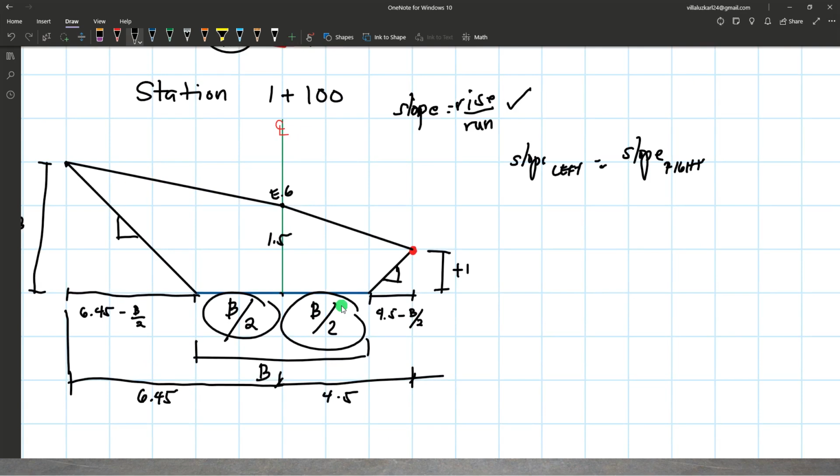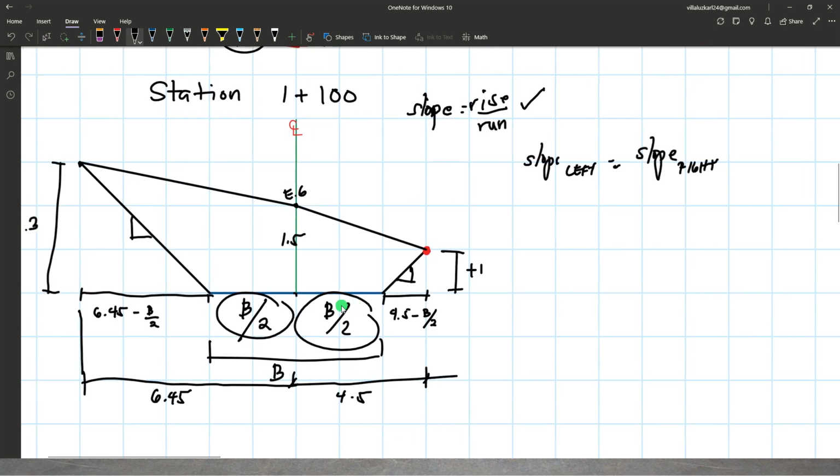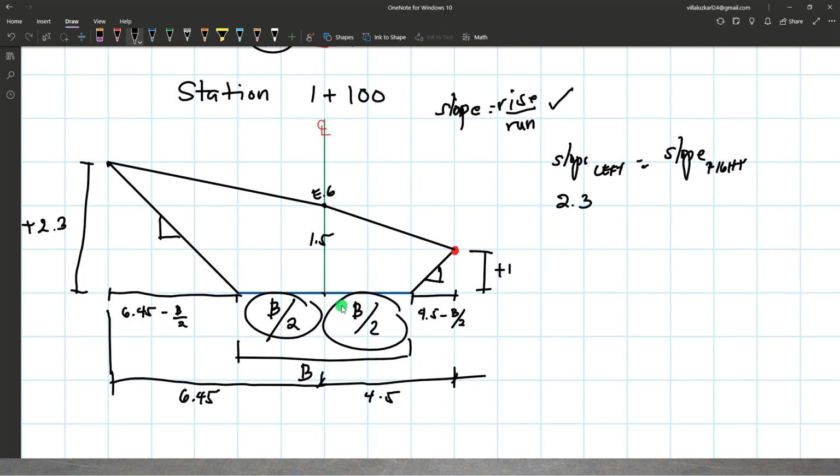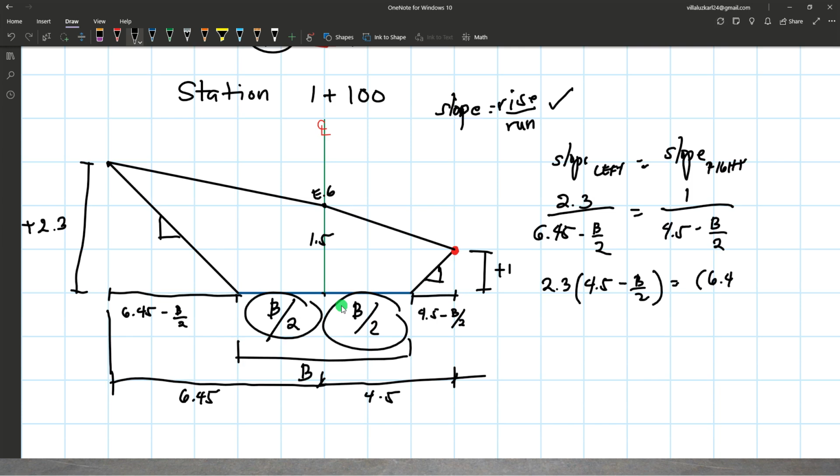Okay, apply this rise over run. Rise is 2.3 on the left divided by run, or the horizontal distance, 6.45. This one, horizontal distance minus b over 2 equals rise of 1 over 4.5 minus b over 2. Okay, cross multiply. 2.3 times 4.5 minus b over 2 equals 6.45 times 1 and minus b over 2 times 1.